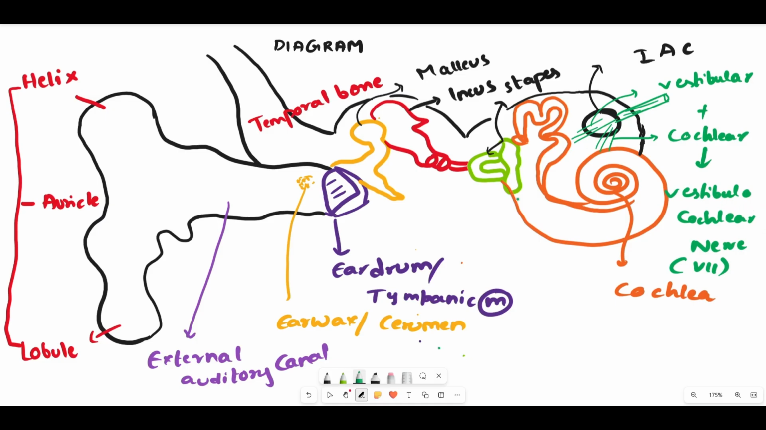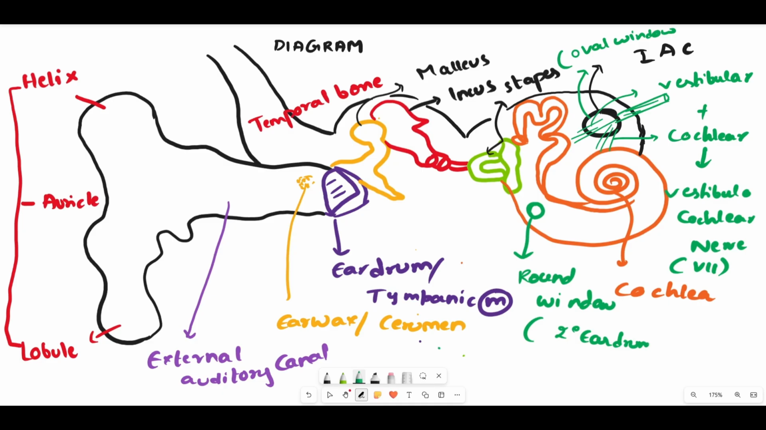And in this opening, there will be two windows present. This stapes is connected to the oval window, whereas this depression we will be calling the round window. And this round window is covered by the secondary eardrum or the secondary tympanic membrane.